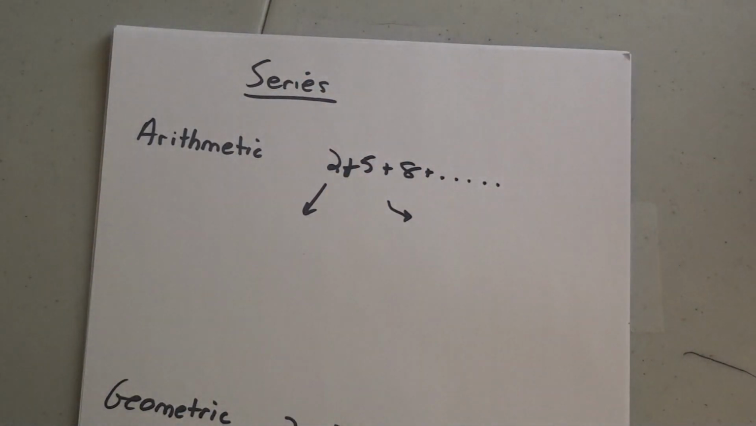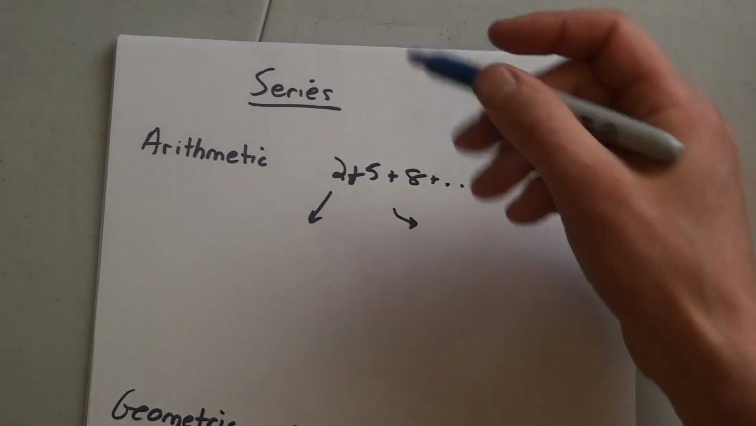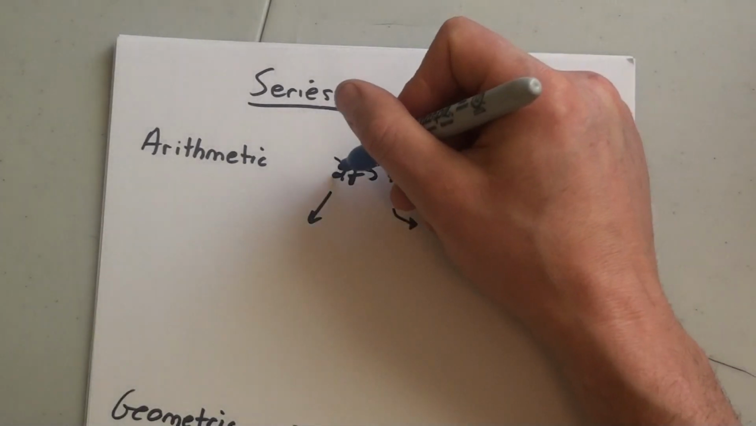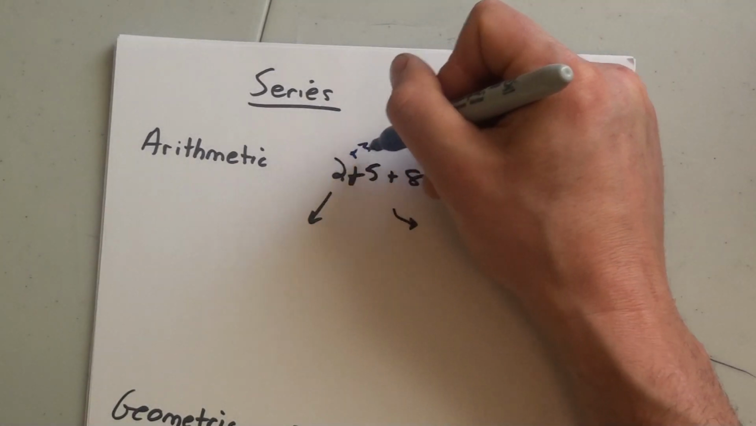There's two main types of series we're going to talk about. The first one is arithmetic, and the second one will be geometric. Arithmetic, you're adding up some sort of common value that's being added on. So 2, 5, 8, you get 3 being added on.